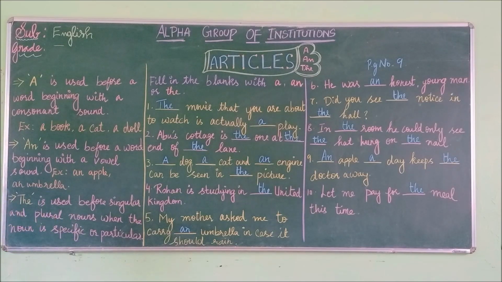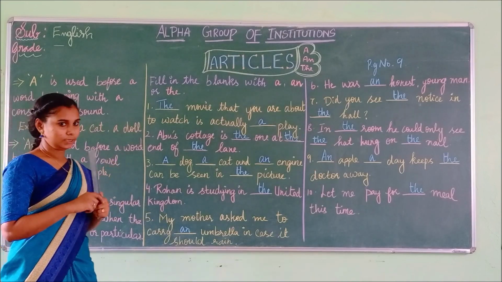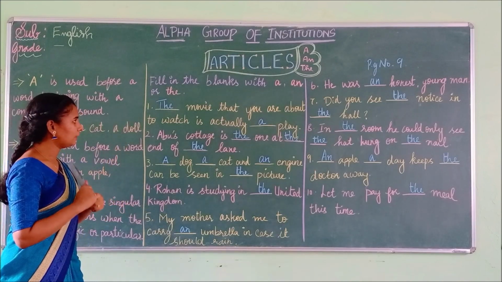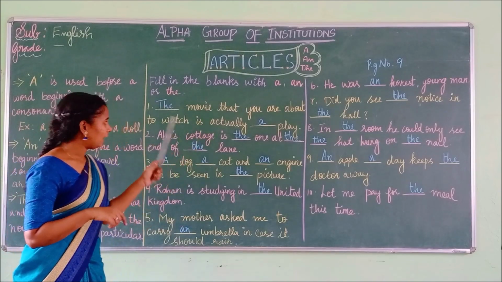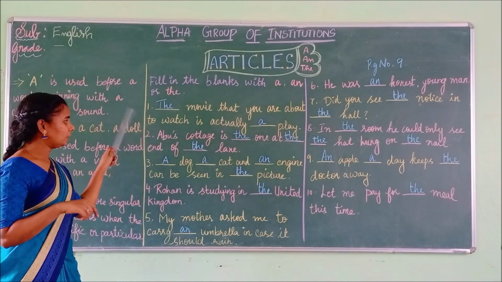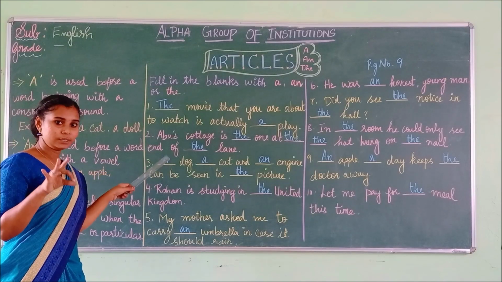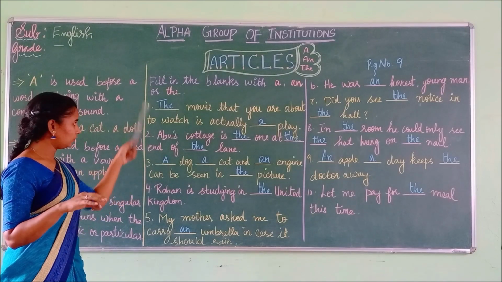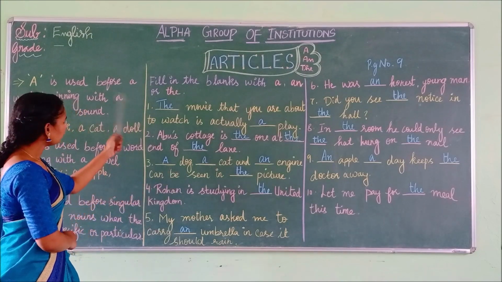Okay children, so these are the articles. Now we'll have an exercise for articles. Okay, we have got fill-ups here in your textbook, page number 9. We have to fill these sentences with the use of a and the. What are these? These are articles. So we have to fill all these sentences with a and the.